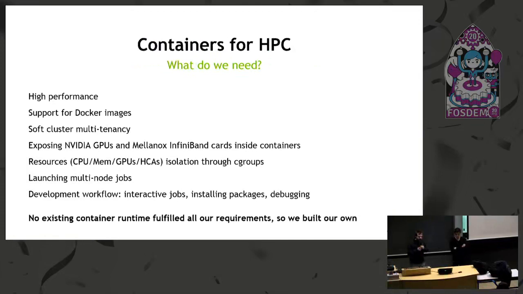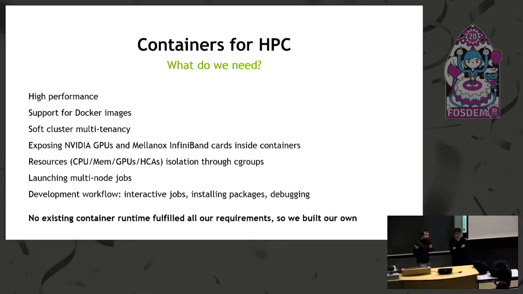So what we did is we looked at our requirements, and we need performance. We need no overhead in the container runtime. We need to support Docker images because our researchers still install Docker on their machines, because that's convenient. It's a nice UI, Docker build. Everything is nice. We need soft cluster multi-tenancy, so that means that you can have multiple users on the same machine, but you just want to make sure they don't steal resources from someone else. We are not trying to really strongly isolate, so it's not a security boundary, just you have 2 CPUs, you have 4 CPUs, and you cannot take more.